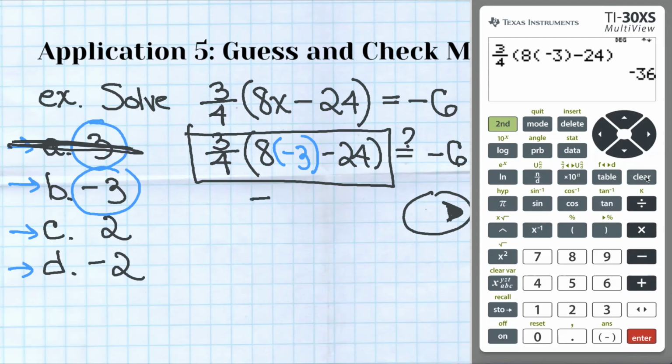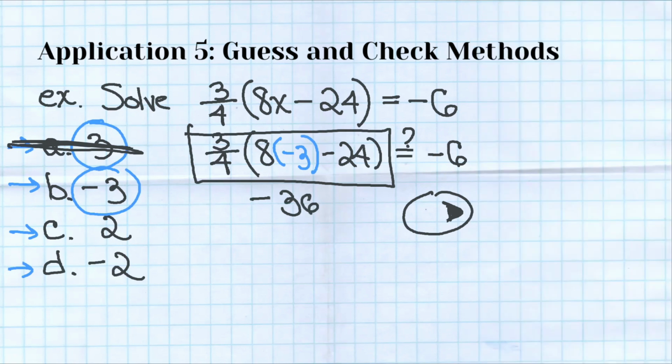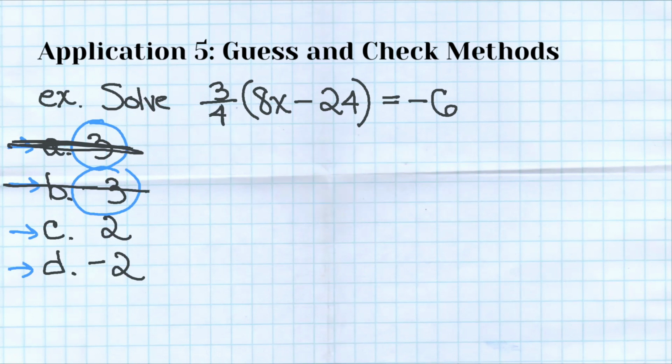And I get -36. Well, guys, is -36 equal to -6? Of course it's not. This is not a solution either. We're just going through here. We're guessing and we're substituting in our guess to check our answer. Let's try the next one. Let's try 2. We're going to move a little faster here.